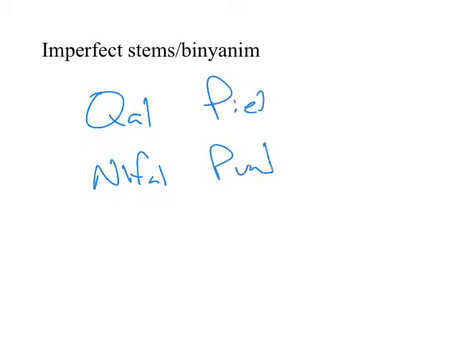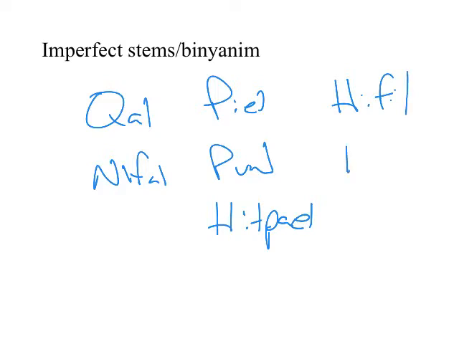My purpose here is to briefly introduce the imperfect stems, or Binyanim, and I'm thinking of the 7 main stems. So again, we're talking about kal, nifal, pa'el, pu'al, hitpa'el, hitpa'el, and hofal.